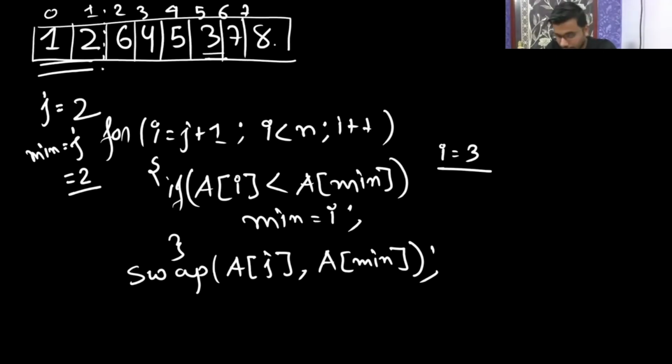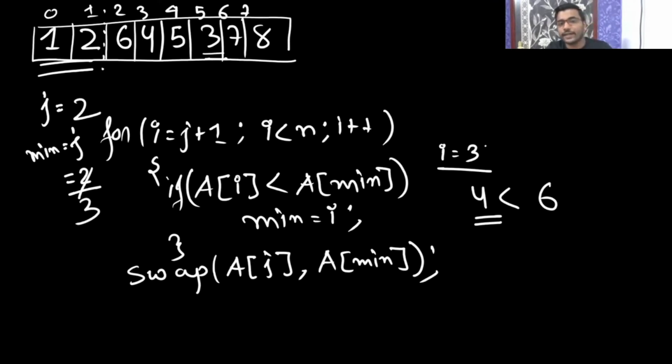This is going to be the final iteration that I'm going to show. So now your j is 2, min is 2. Now i is your 3. So a of 3, that is 4. 4 is smaller than a of min, 6. Yes, 4 is smaller than the minimum that you have considered. So the index of min is going to i, that is 3.